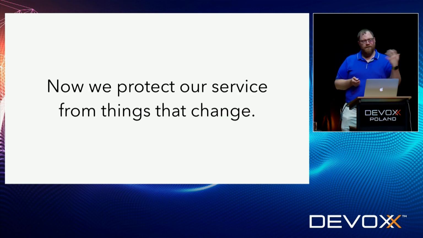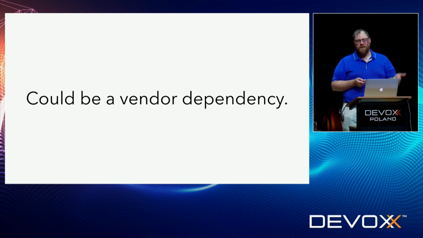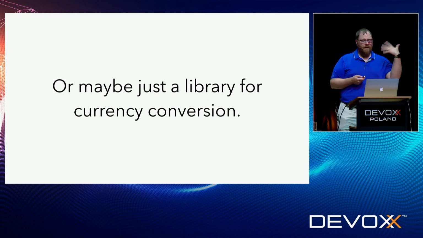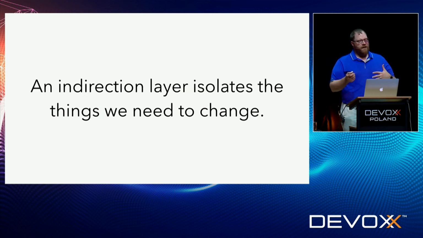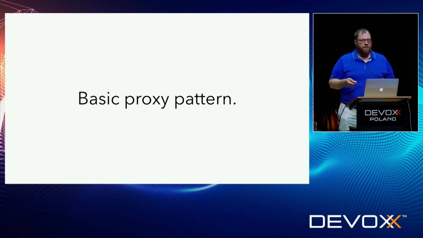Now we're trying to protect our services from the things that change or things that are complicated to use. This could be a vendor dependency. It could be something big like an ERP system. It could be something simpler like a currency conversion thing. And so we're trying to isolate the things from change from others so that if we need to swap it out, we don't have to update everybody. It's just the proxy pattern.